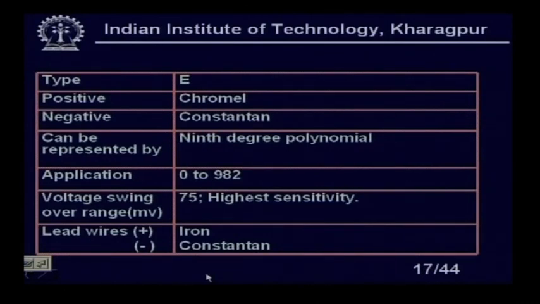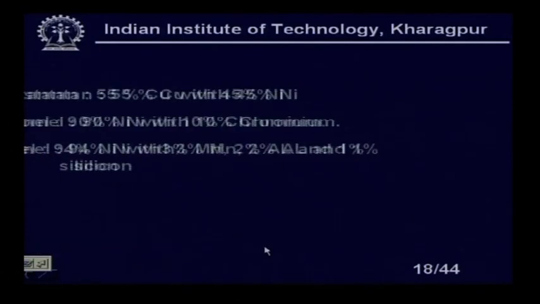Now, E, chromel constantan, is actually a newer thermocouple, and its sensitivity is the highest, please note. It is very high. So, it is 0 to 980 degrees, but it is a 9 degree polynomial, and voltage swing will be 75 millivolt for this range. So, it is quite high, the sensitivity is around 65 microvolt per degree centigrade, highest in fact. So, iron constantan and other lead wire. Iron should be connected to chromel, and constantan should be connected to constantan.